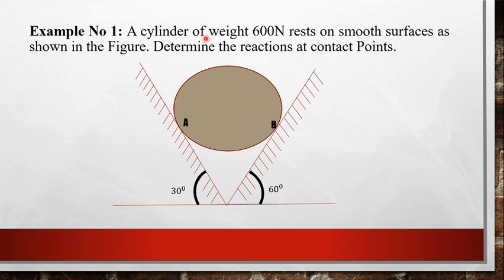So we have for the cylinder a self-weight of 600 Newton. This acts towards the center of the earth. So self-weight of 600 Newton. And the reaction is developed at the contact surfaces, one at A and one at B. Now let us draw a free body diagram for this numerical.